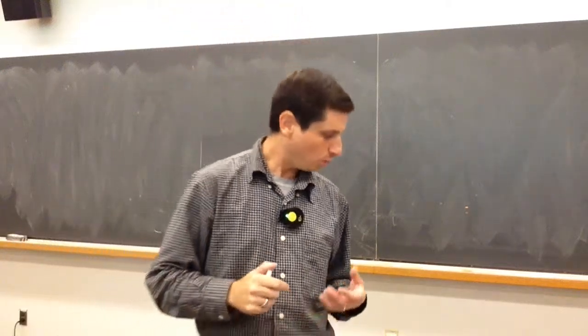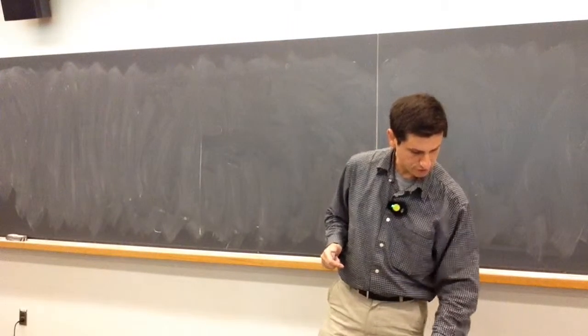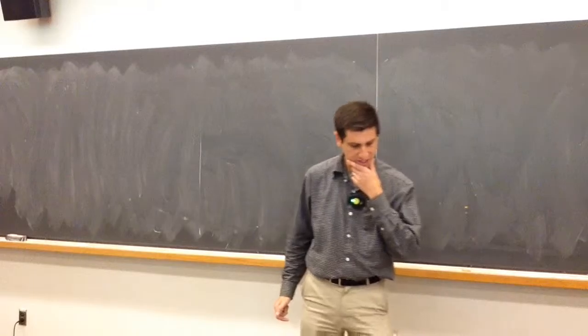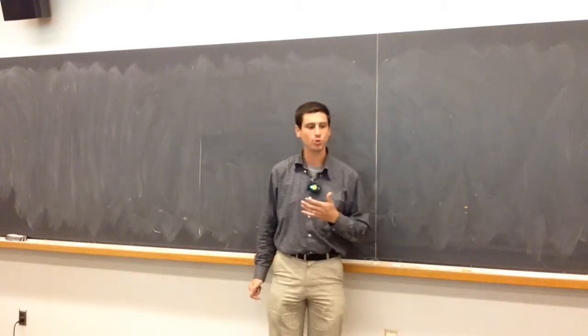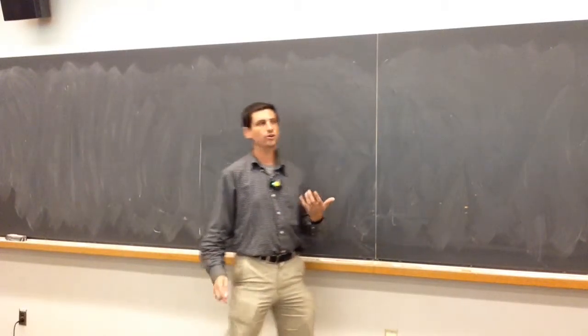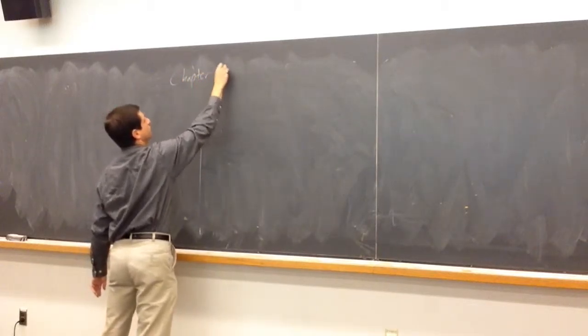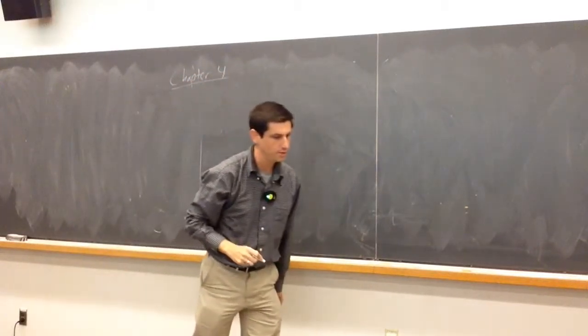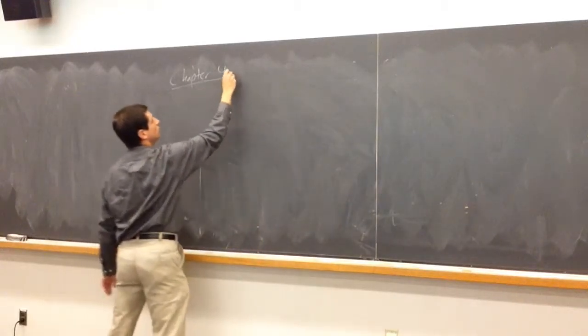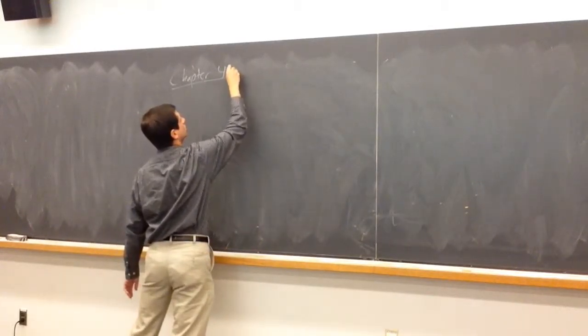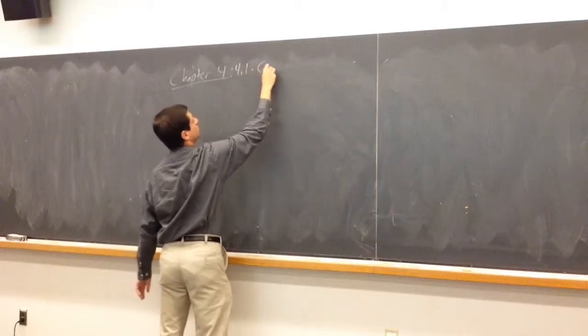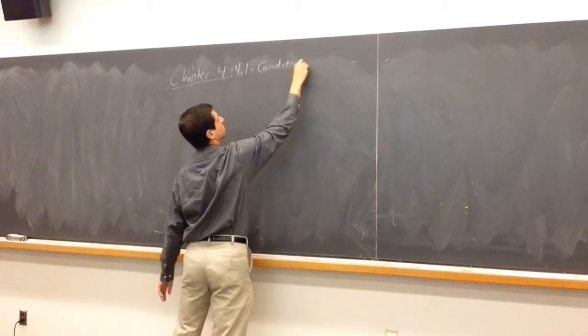Okay, so what I want to do today is a blitzkrieg of chapter 4. If we have a chance, we'll get a little bit into chapter 5, but I don't think we'll quite get that far. We're going to start off with conditional probability. This is chapter 4, section 4.1, conditional probability.